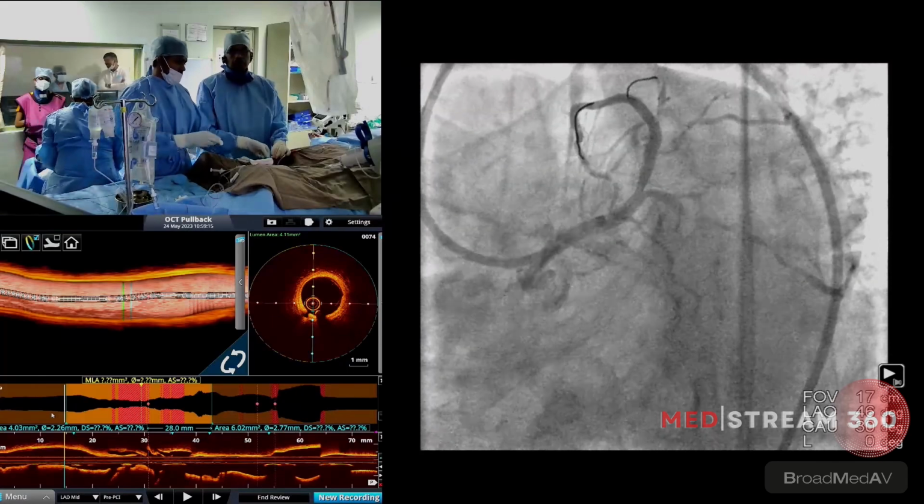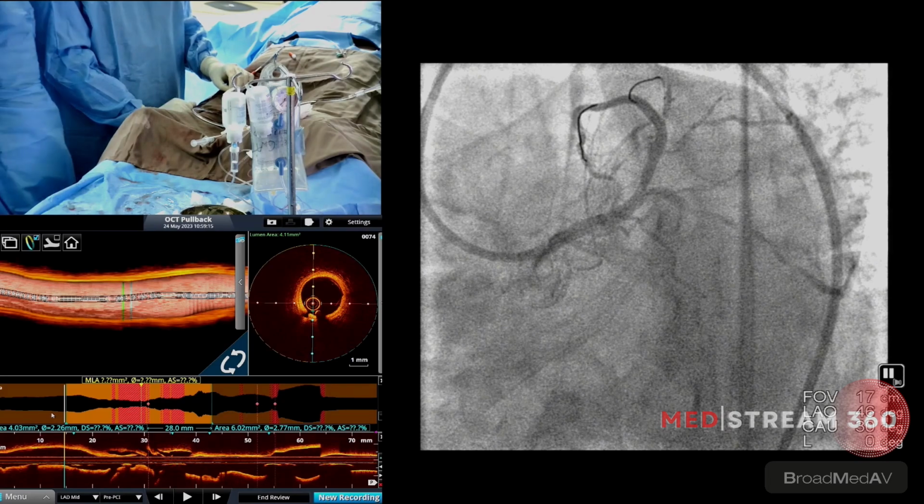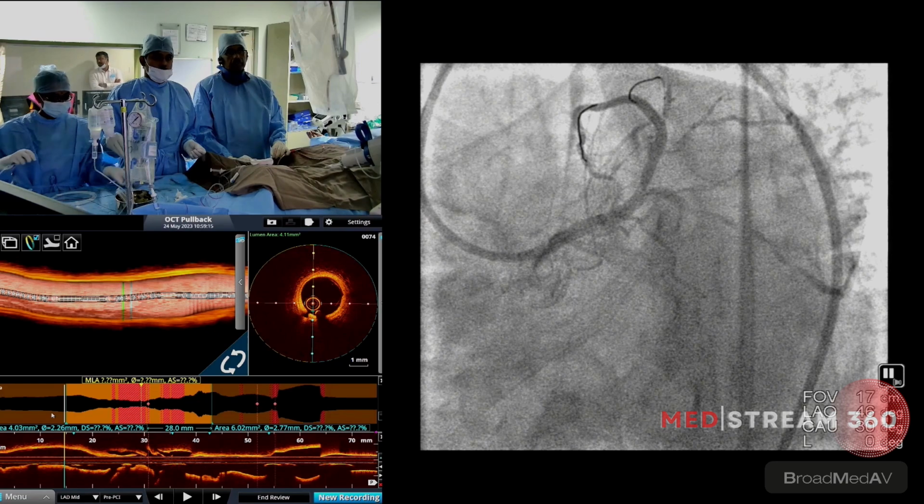There is some slow flow. Yeah. So we'll take another wire ready, please. So I need a hydrophilic wire for crossing. So you can see that the proximal LAD looks good. The proximal stent looks good. The distal stent looks good.